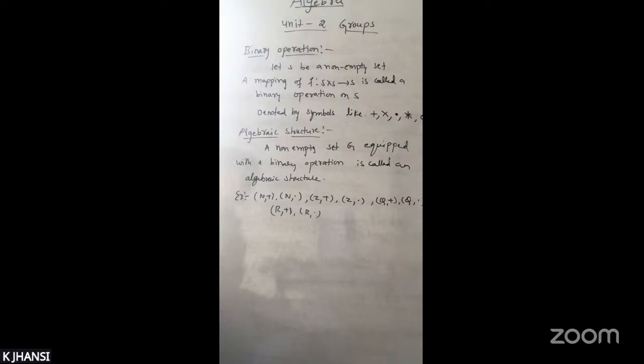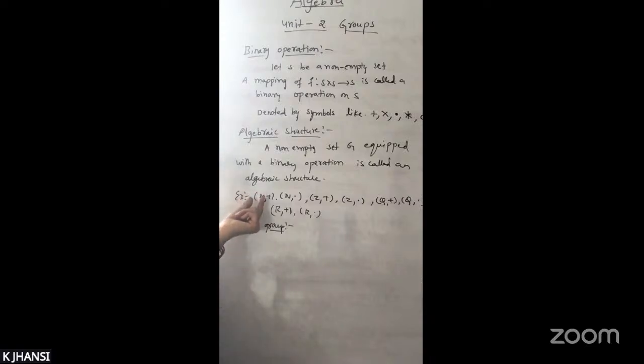So next we have the concept of semi-group. This is the main important one. To understand semi-group, one definition will be needed: what is a group. Semi-group means an algebraic structure (S, ·) is called a semi-group if the binary operation satisfies the associative property.